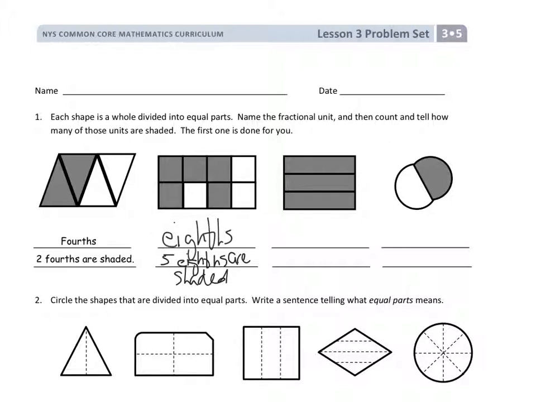Okay, moving on to the next one. Let's see, how many equal parts do we have? We have 1, 2, 3. 3 equal parts. So 3 is written as thirds. When you have 3 equal parts, those are thirds. And how many of those are shaded? All 3 of those. So we would say 3 thirds are shaded.